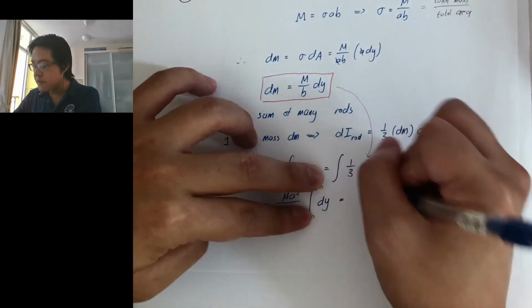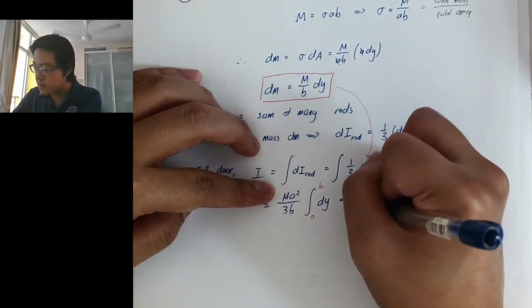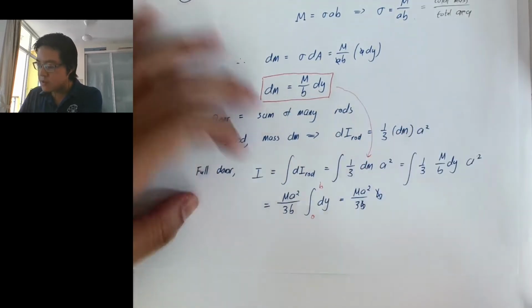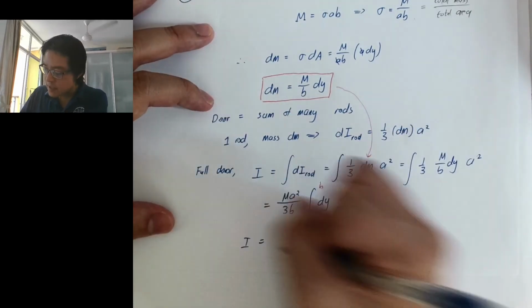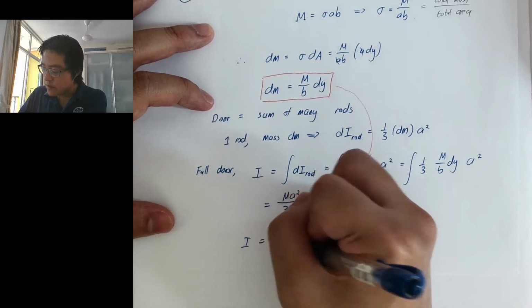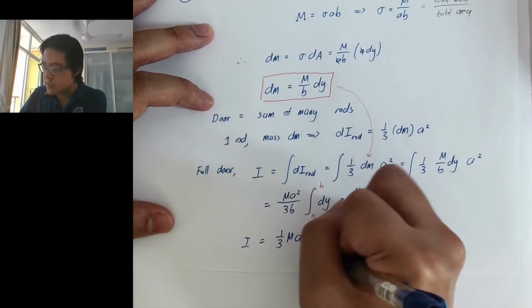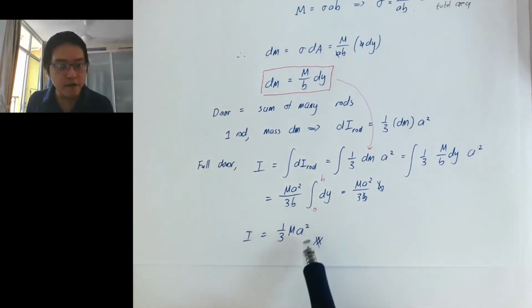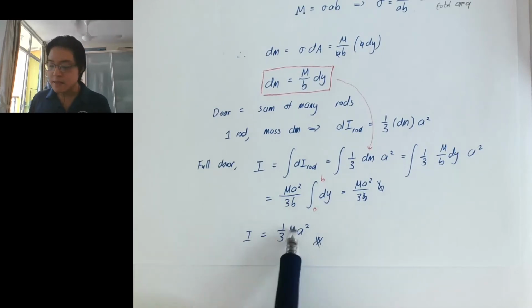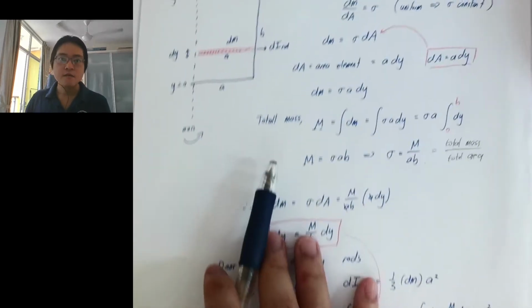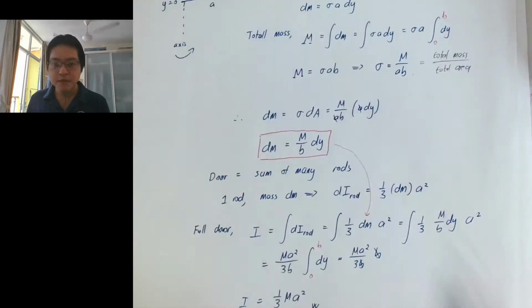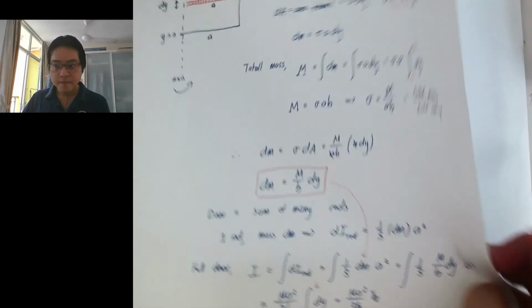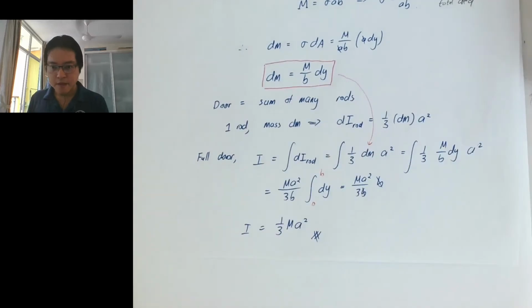So this one will just give you b, right? So I got ma squared over 3b times another b, so it will cancel, which is to say that I is just 1/3 ma squared. So this is the moment of inertia of a hinged door. It seems to be independent of b, right? It just depends on the total mass of the whole thing. So it's 1/3 ma squared. Okay, so any question?